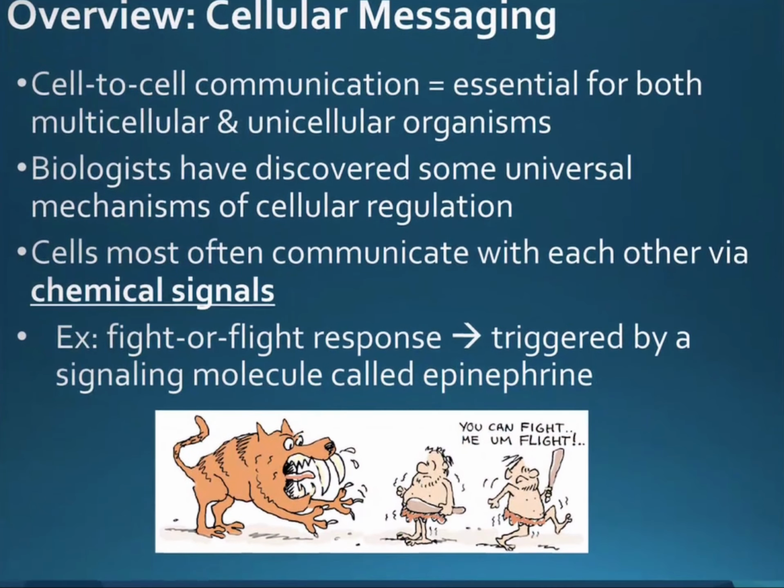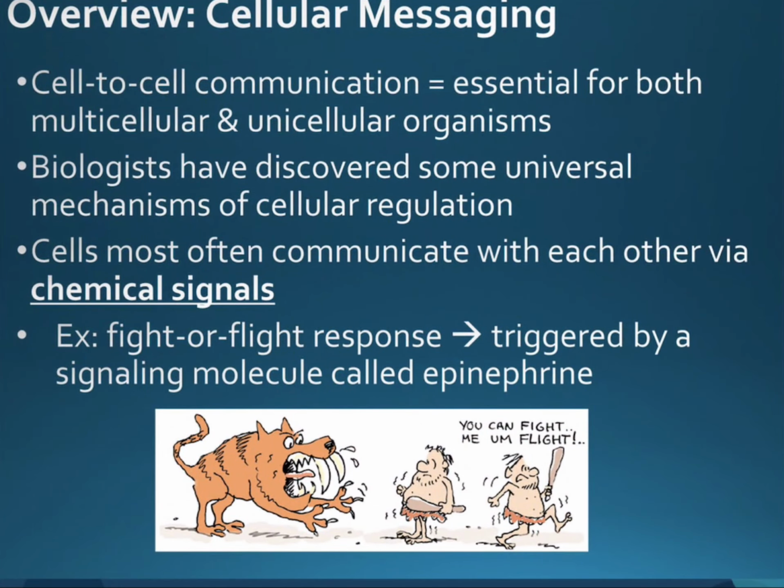Cell-to-cell communication is essential for both multicellular and unicellular organisms. Biologists have discovered some universal mechanisms of cellular regulation. Cells most often communicate with each other via chemical signals, or ligands, as we'll typically refer to them. An example is the fight or flight response that's triggered by a signaling molecule called epinephrine.